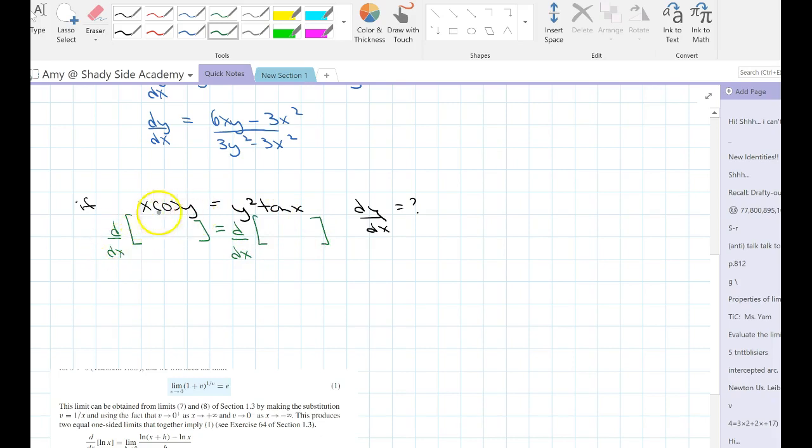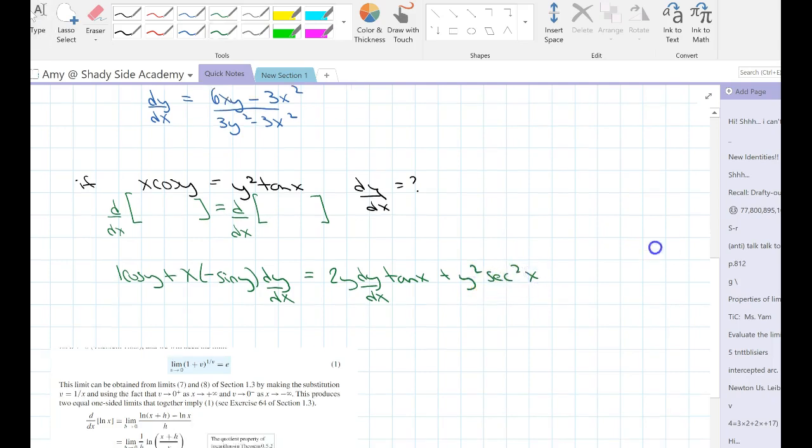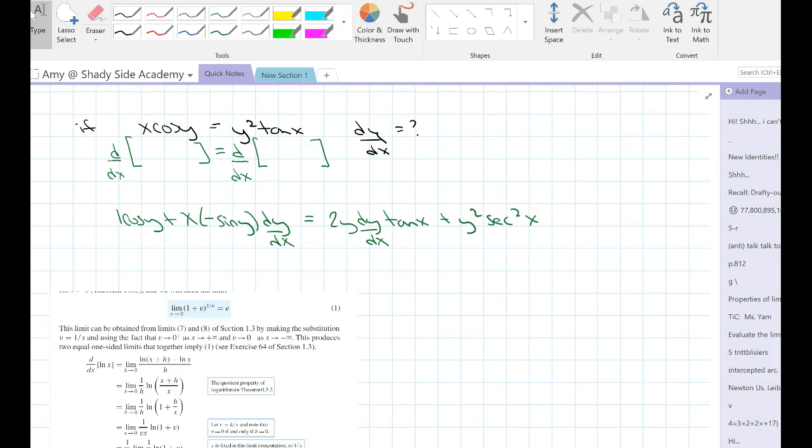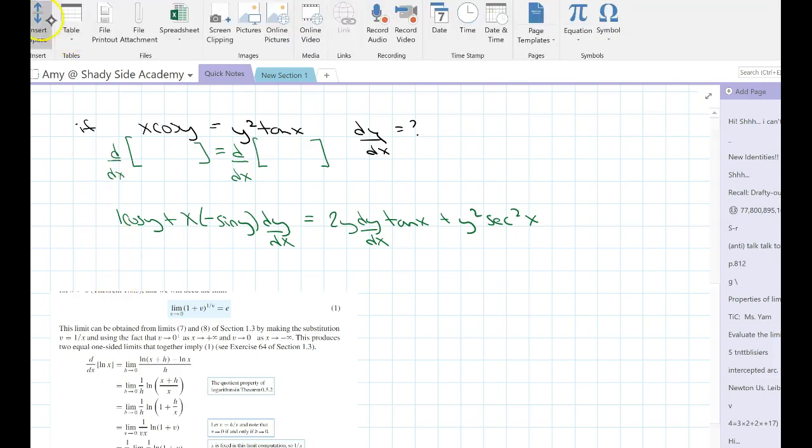d/dx, this requires the product rule. d/dx of x is 1 times the second untouched, cos y, plus the first untouched, x, times the derivative of cos y. It is negative sine y times dy/dx, equals product rule again: 2y times dy/dx, again because I took the derivative of the y expression, times the second untouched, plus y squared secant squared x. Okay, and then of course here, let me make some room. I'm not going to go to that quite yet. Let me move this down.